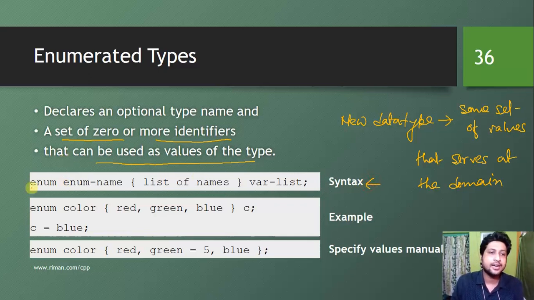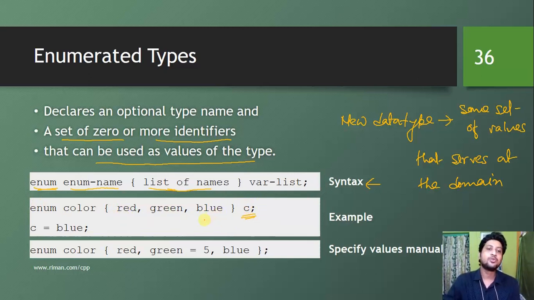Using this enum keyword, we can create an enumerated data type, whereas this enum name is the name of the new data type, and we have the list of names, that is the domain or list of values that are allowed for this kind of variable. So if we create a particular variable, like in this example, we have created this variable c, the c can only have one of these values: red, green, or blue.